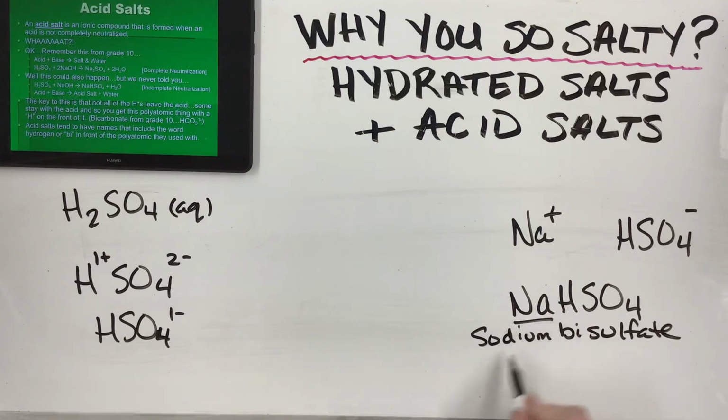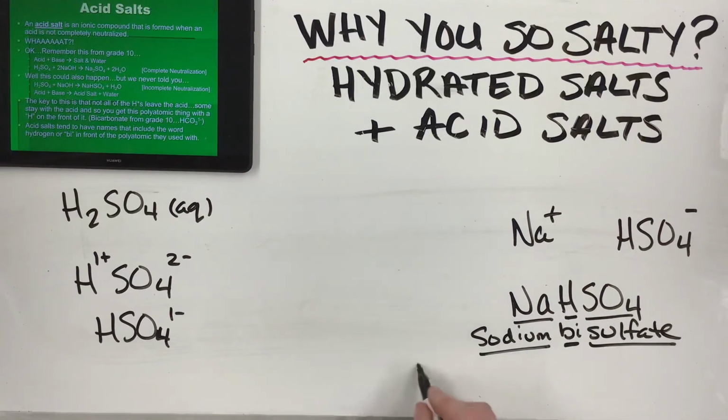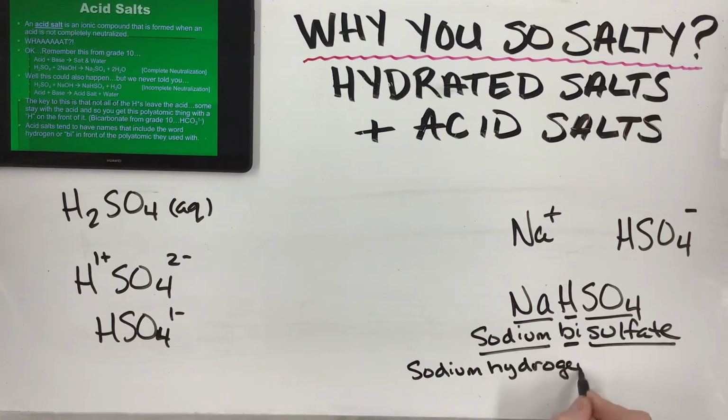I name the metal sodium. Bi means there's a hydrogen, and SO4 is sulfate. Sodium bisulfate. Or you can do the longer way: name the metal sodium, then hydrogen sulfate. Now we know chemists are lazy. I kind of prefer this way up here using the bi, but if you write this, you're fine as well.